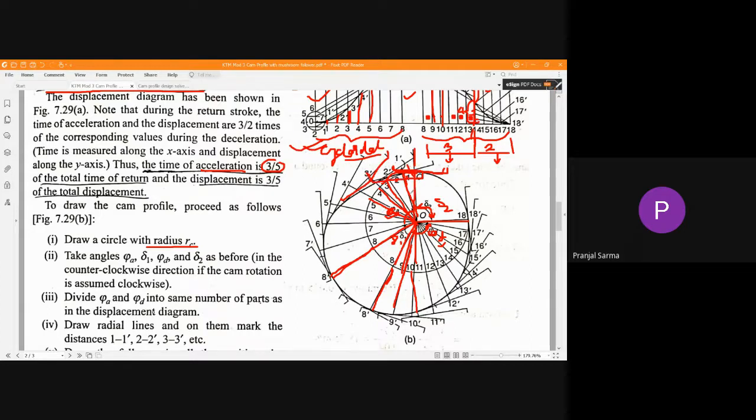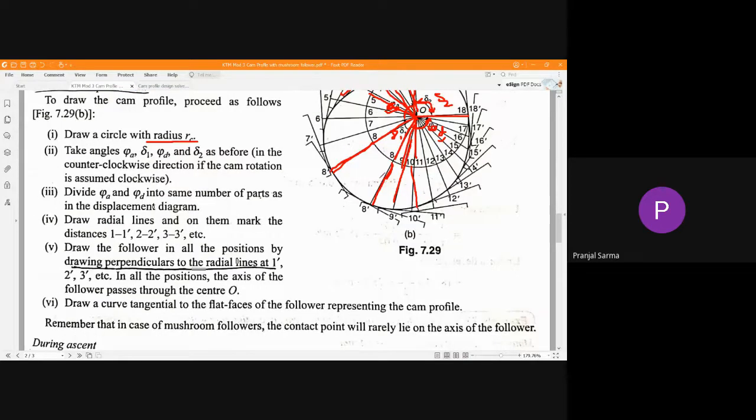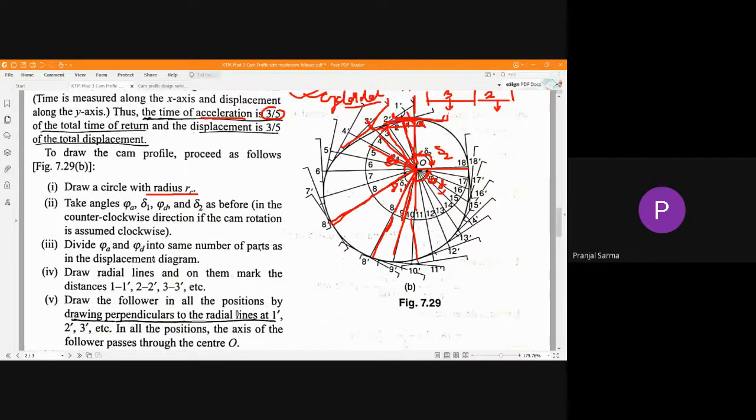Okay, like that. And similar is the case up to this much. Okay, and at the end, starting from O, this particular position, we'll be drawing the curve tangential to the flat faces of the follower, and that represents the cam follower. Okay, it has to be tangential to the flat faces of that particular follower. Okay, and it's a kind of freehand curve, smooth curve. Okay, up to this much, this is the ascent stroke.